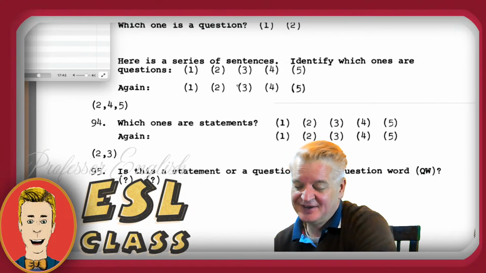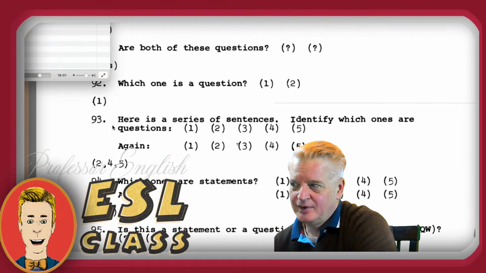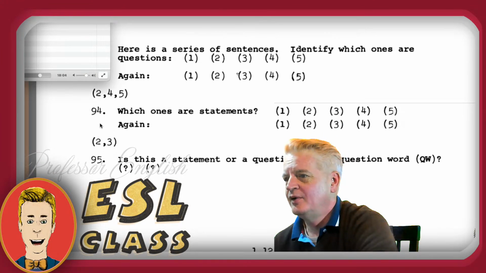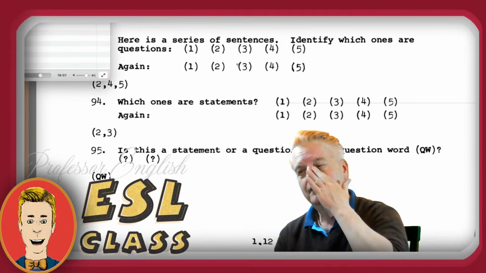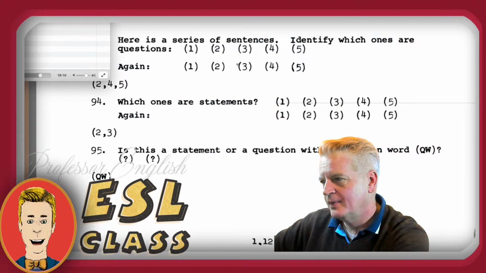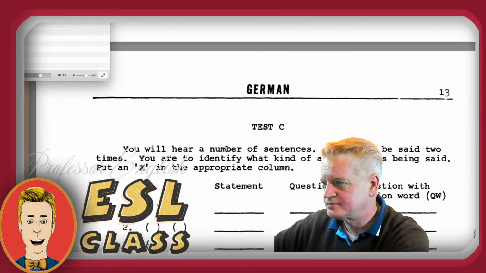Number 2. Das ist die Botschaft. Number 3. Ich möchte gern Bratwurst mit Sauerkraut haben. Number 4. Ist das Bier gut? Number 5. Wo ist das Restaurant? 95. Wo fährt Herr Bäcker heute hin? Is this a statement or a question with a question word? Wo fährt Herr Bäcker heute hin? That's a question with a question word.